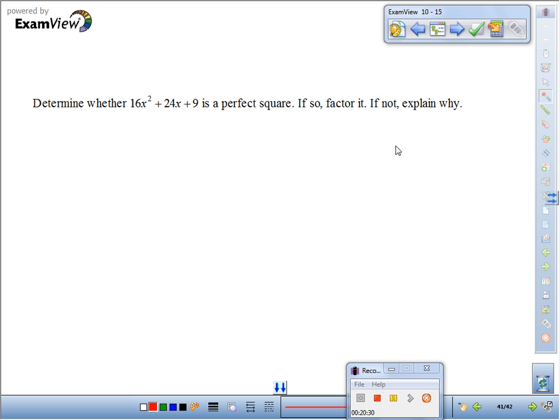It says, determine whether 16x squared plus 24x plus 9 is a perfect square. If so, factor it. If not, explain why. Okay? Once again, copy that. 16x squared plus 24x plus 9. And if you want to abbreviate for this one, just write perfect square with a question mark, copy the polynomial and check. So let's see, Roberto, pass it to someone. Pete.